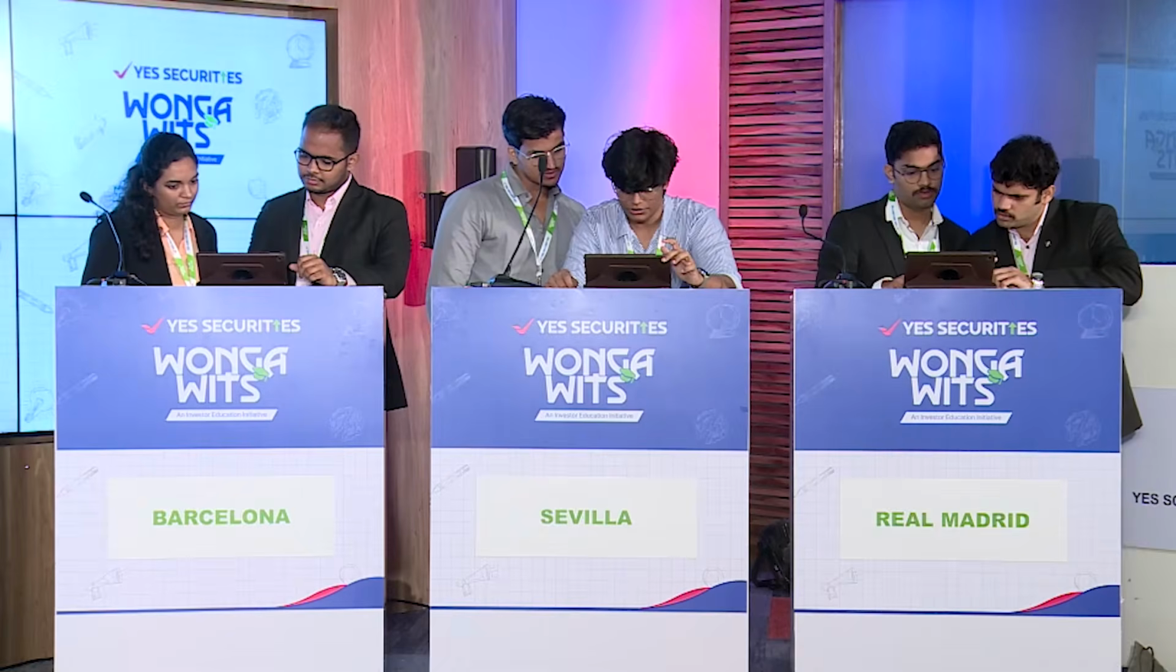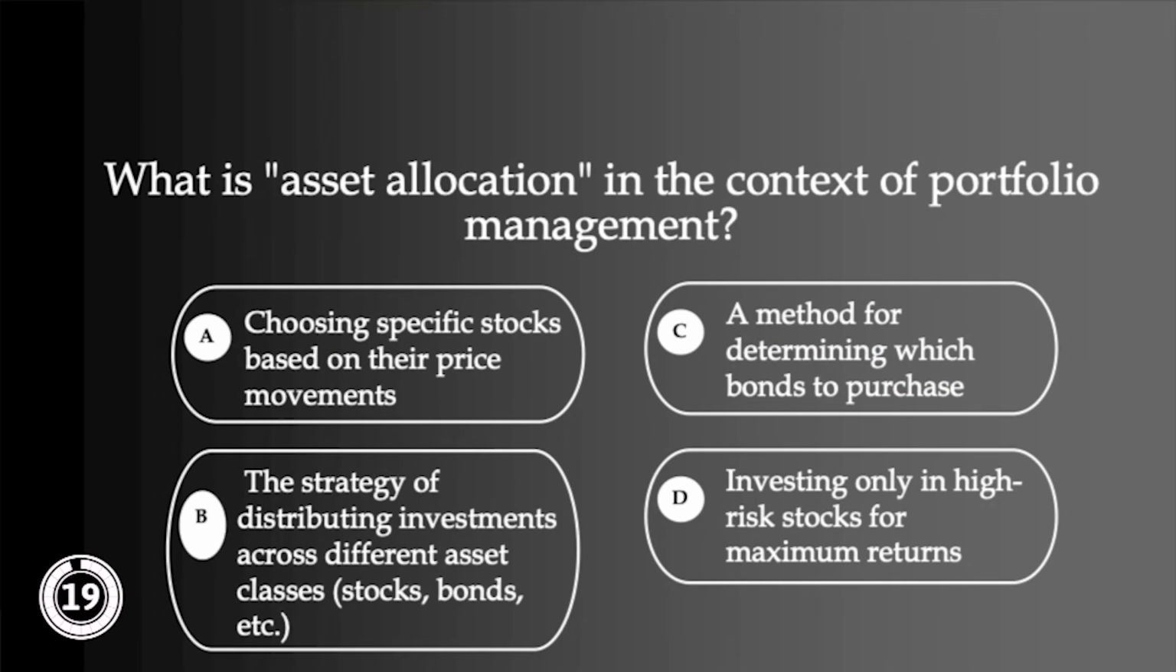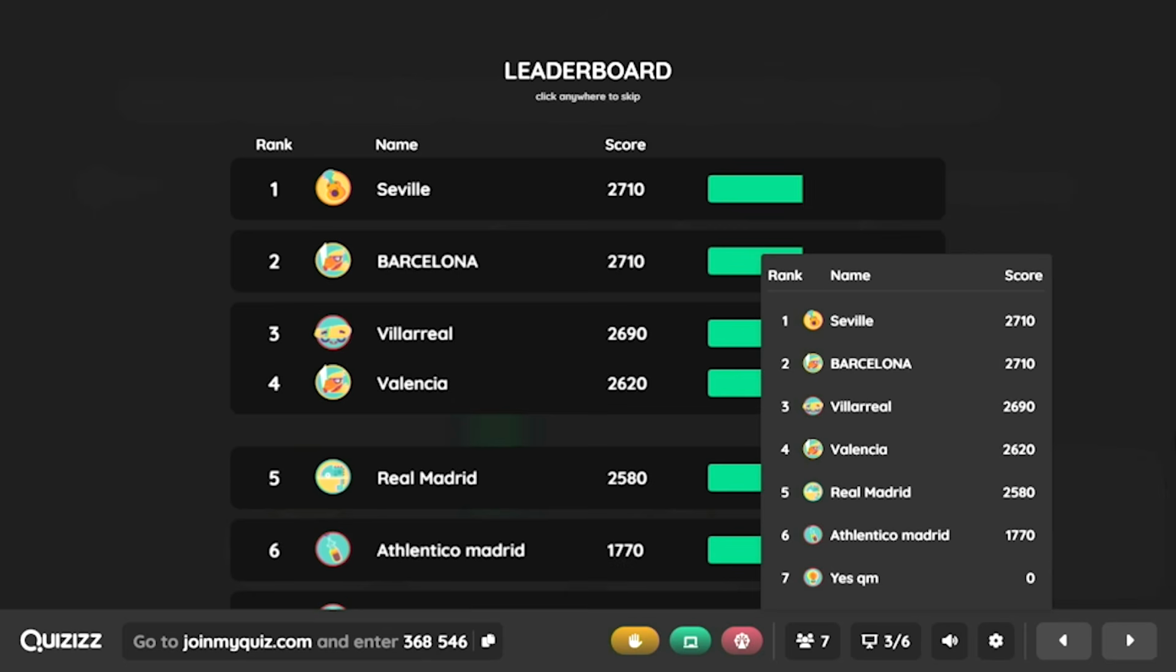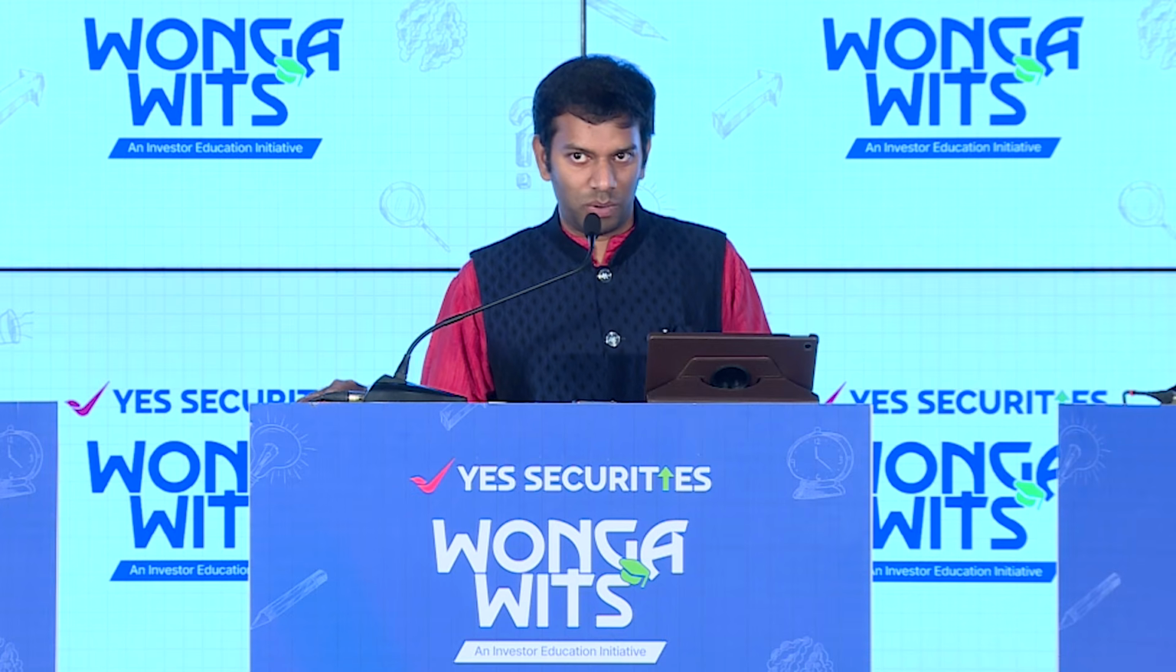So question number 3 on your screens now. Teams, hands on your buzzers. What is asset allocation in the context of portfolio management? You have the long options there. I'm not reading them. All of you have answered. Are they going to score neck to neck like the previous 2 questions or not? Let's have a look. The correct answer for this is the strategy of distributing investments across different asset classes, that is stocks, bonds, etc. A lot more questions to go.